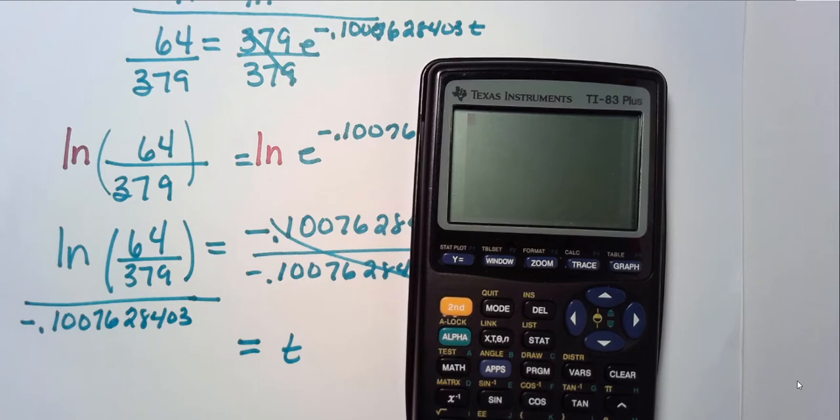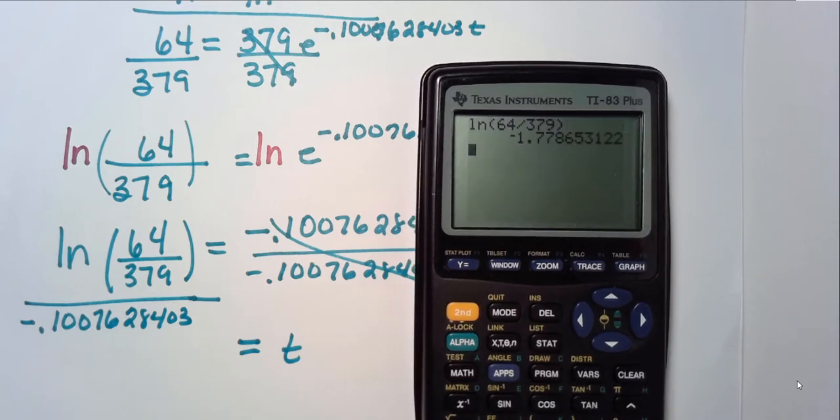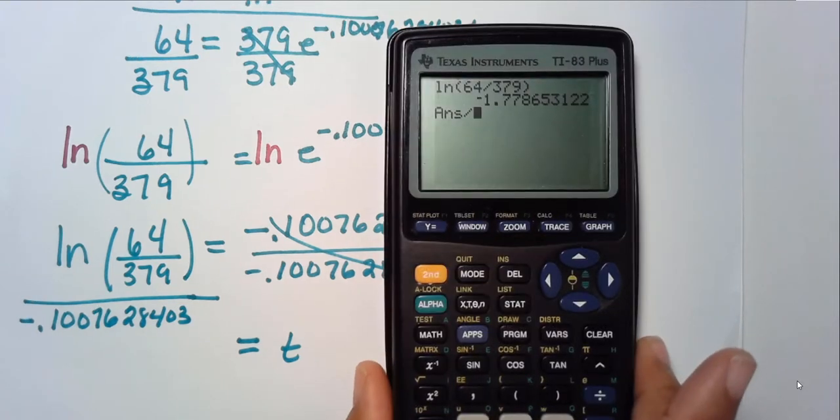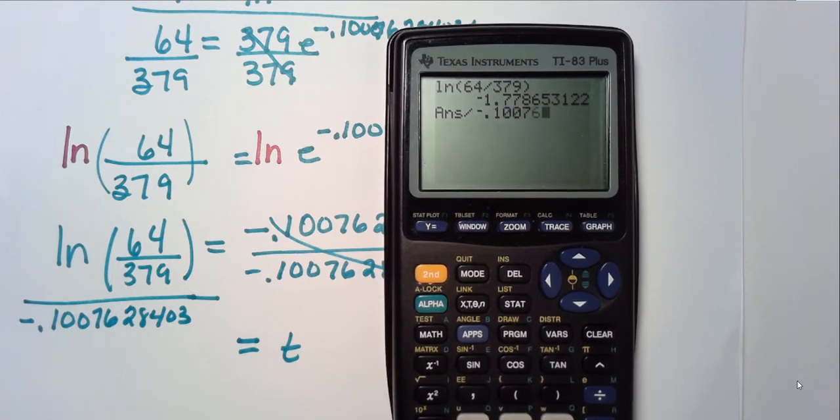So we have here ln of, let's do 64 divided by 379, close it with the parenthesis, and then press enter. Then divide by negative 0.1007628403 and press enter. Then we'll have our solution. So it says here we are not to round our final answer, which we did not, as we're working out the question. But at the end, we want to round to the nearest minute as needed.